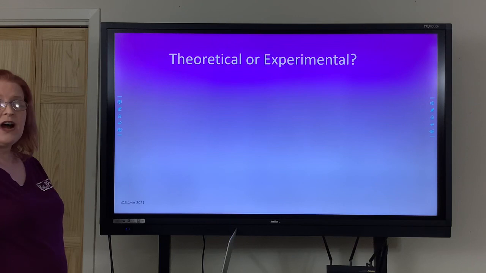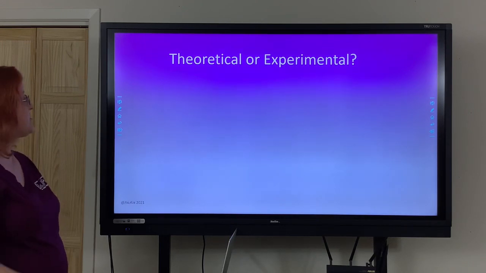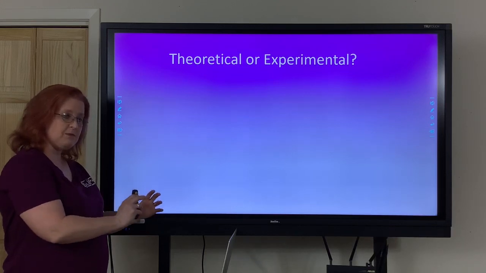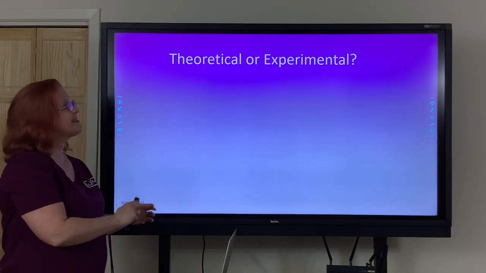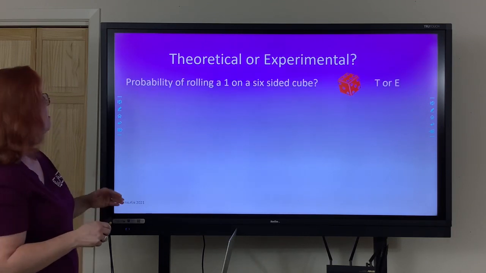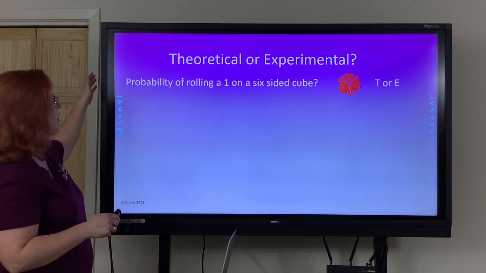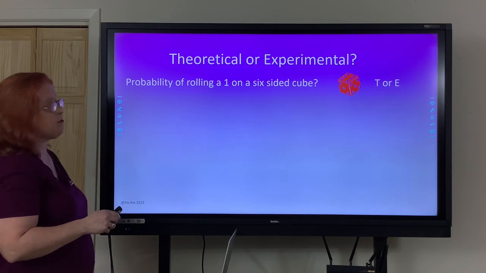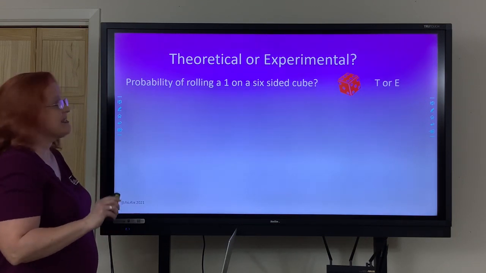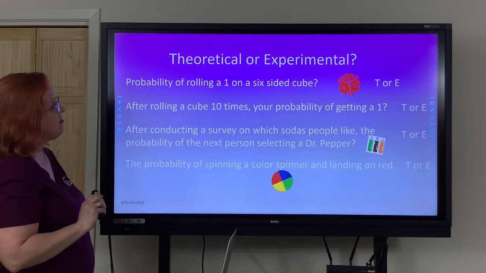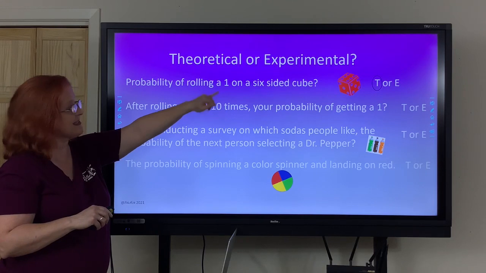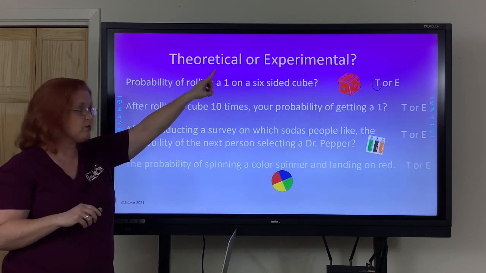All right, so now I just want you to look at a few situations and decide, are they theoretical? Am I going to base my probability on the item? Or is it experimental and I've got to base it on the data? All right, so the probability of rolling a 1 on a 6-sided cube. It's based on the item itself, so that one is theoretical. The probability of rolling a 1 on a 6-sided cube is a theoretical probability.